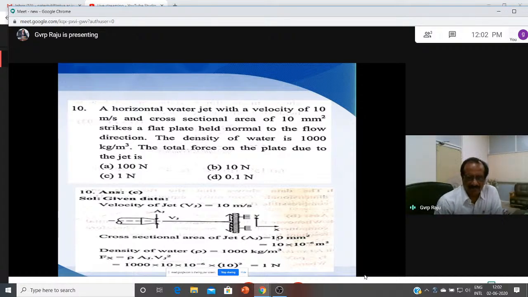The area of the cross section of the jet is 10 mm square. So 1 mm is 10 power minus 3 meter, so 10 power minus 6 square meters here. So 10 into 10 power minus 6, into 10 whole square, which is V square, since the velocity is 10 meters per second. So in rho A V square, the answer is 1 Newton. So the answer is C here.